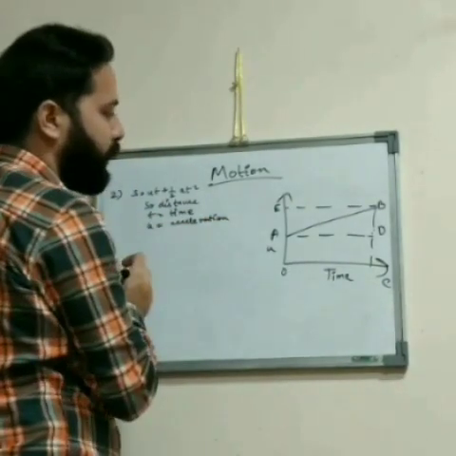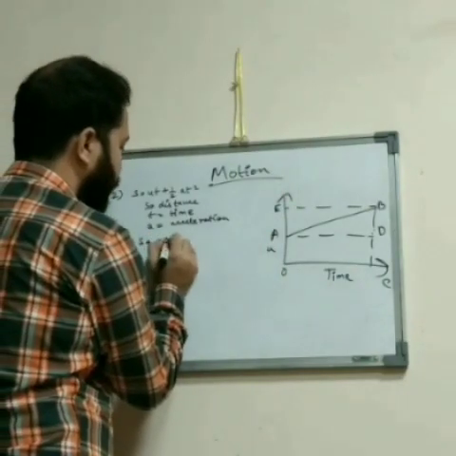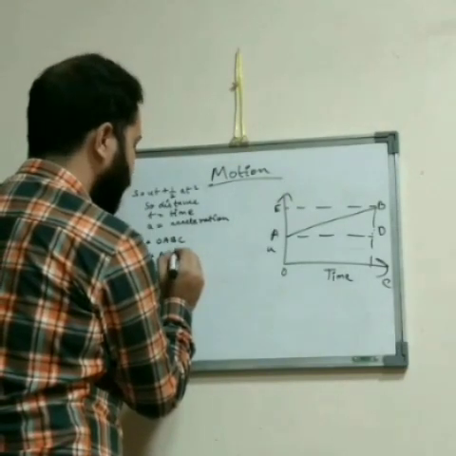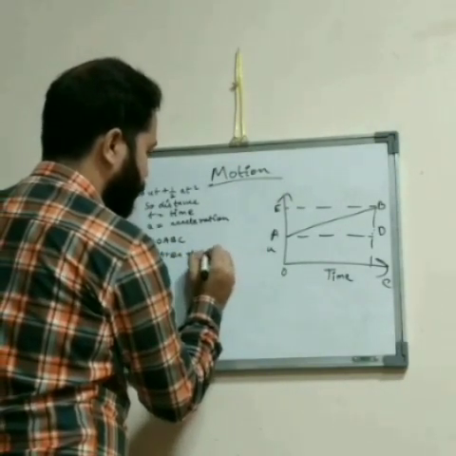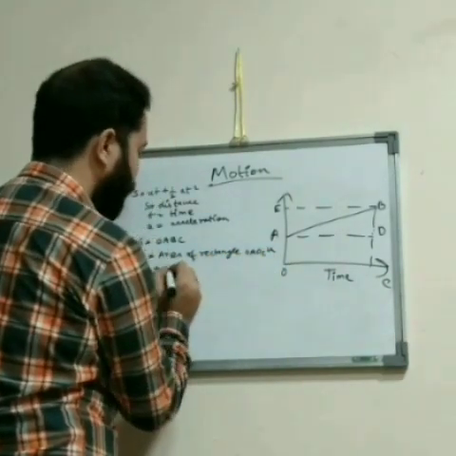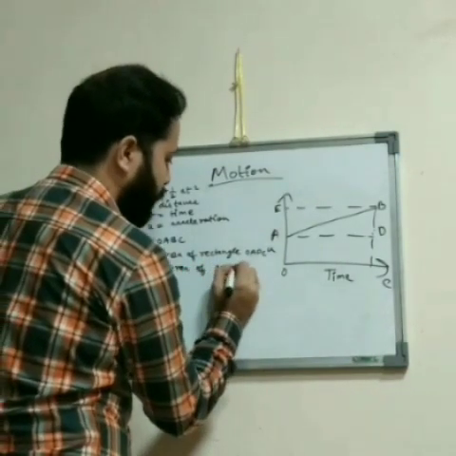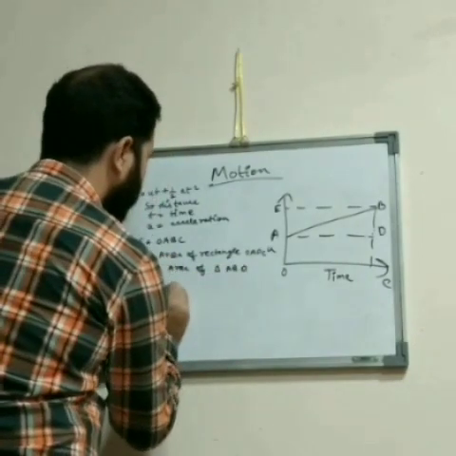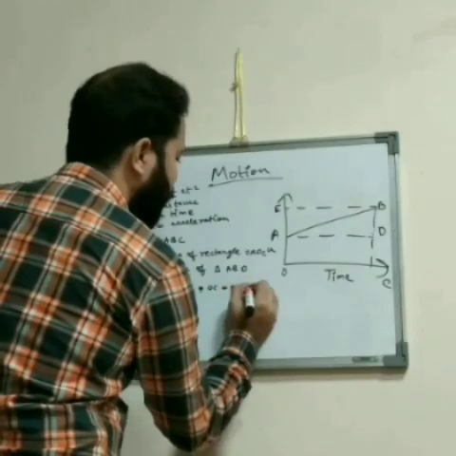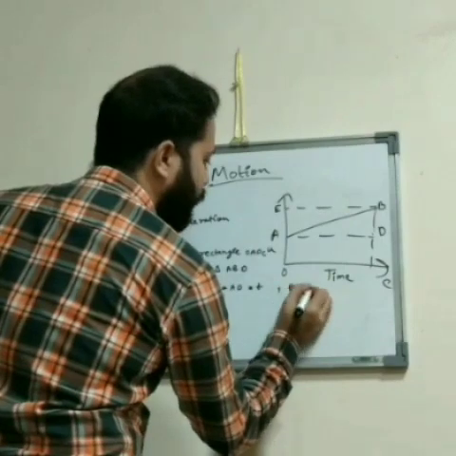The distance traveled by an object is given by the area enclosed by trapezium OABC. So s is equal to the area of rectangle OABC plus the area of triangle ABD. OA is equal to u, OC is equal to AD is equal to t, and BD is equal to at.